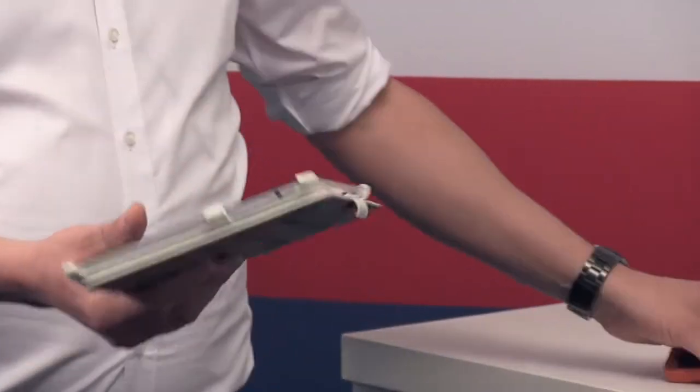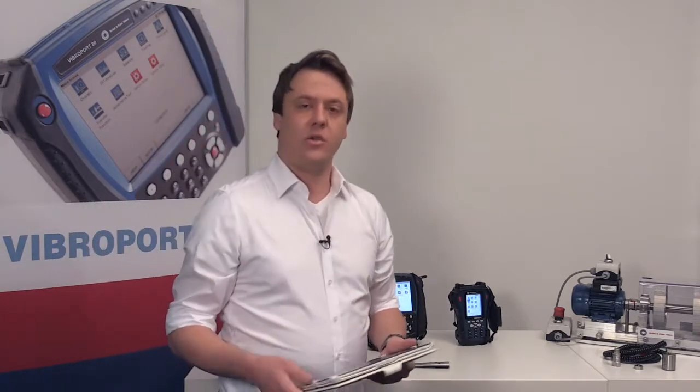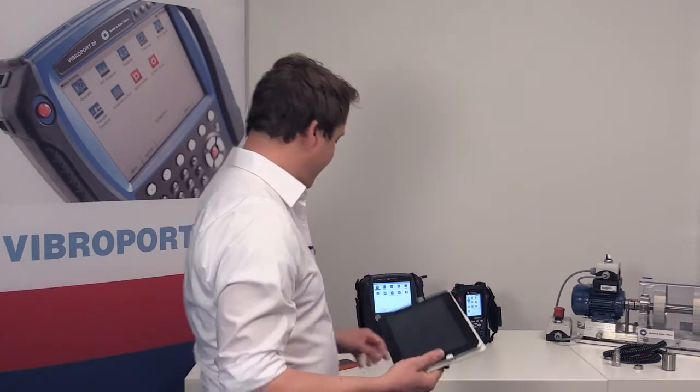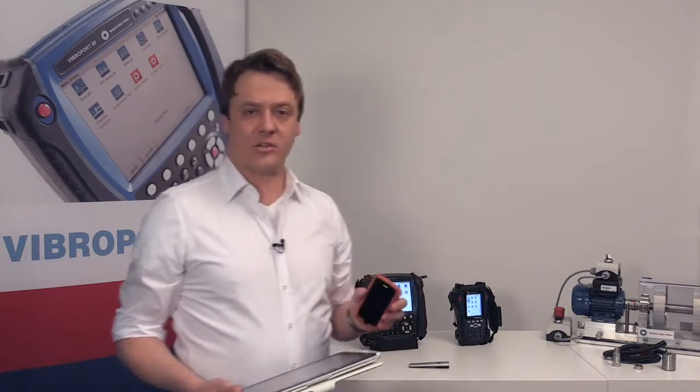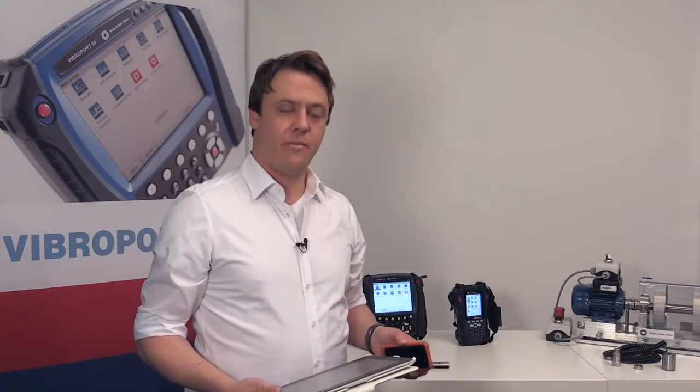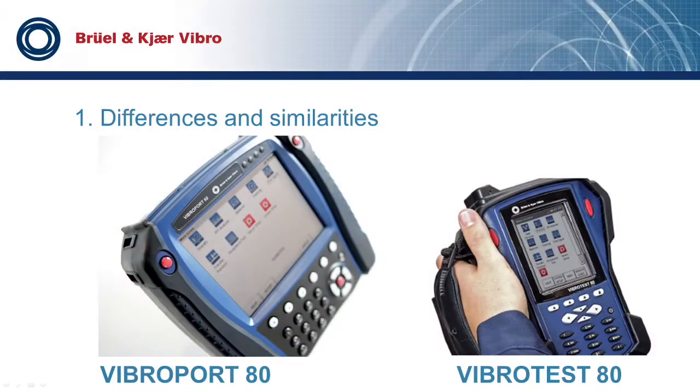So if you sit on the sofa, you have a larger view, it gives value to you, you can look at data more in detail, you can show more plots. So this is a big advantage compared to the small smartphone. However, the applications which are running on both products are the same. So it goes with the VIBROTEST 80 and with the VIBROPORT 80. At the end, it depends on the application and on the money in your pocket, which of both instruments you would like to use.